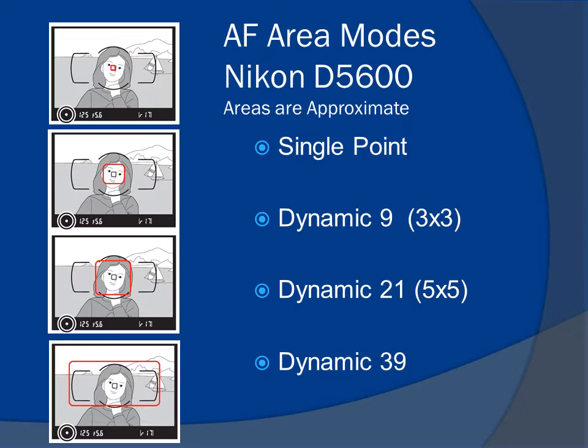Dynamic 9. It's a 3x3 matrix. The second picture, where the red square covers her face. Dynamic 21. It's a 5x5 matrix. The red square covers her entire head. Dynamic 39 is all the focus areas inside of the black outline in the bottom picture.